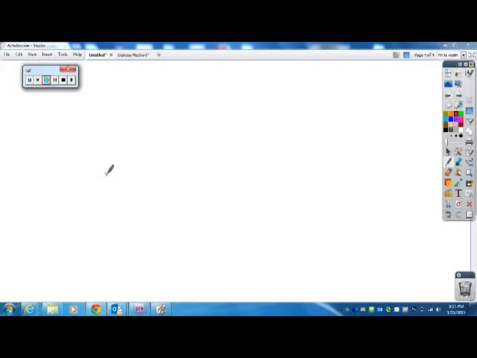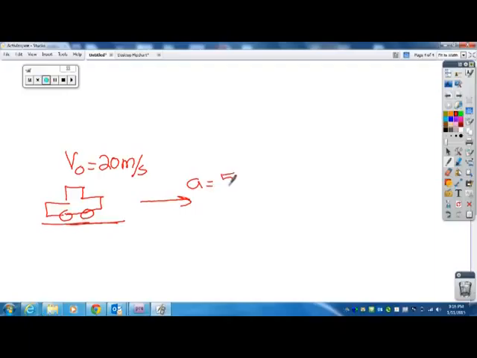We're going to do one more kinematics quick review, and it's simply going to be a car that's moving to the right. You're going to say, look, my car starts off with an initial velocity of 20 meters per second, and the car is accelerating at 5 meters per second squared.